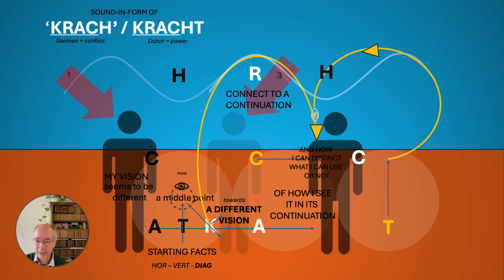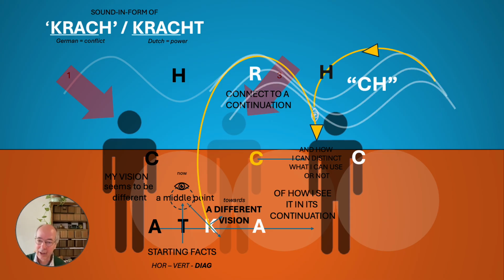Next letter is C. The C actually is already, you see, I have to have the right order, K, R, A, then the C. It's already, like I said, having a comparison to how the other sees it, but I'm still going to see it how I see it as well. Right? So how can I distinguish it? What I can use or what I cannot use?